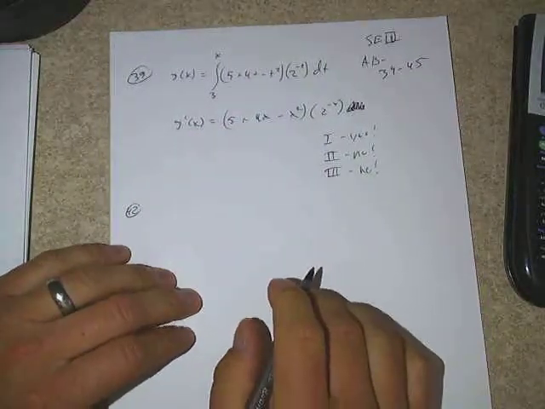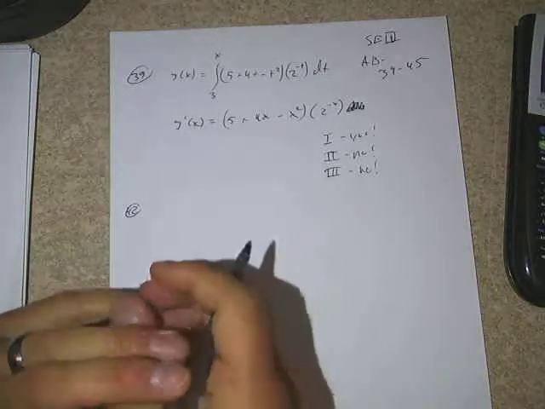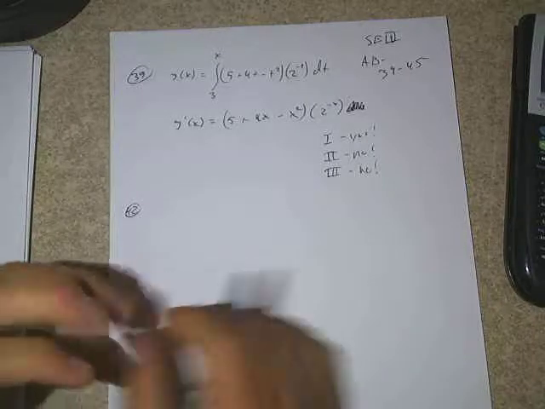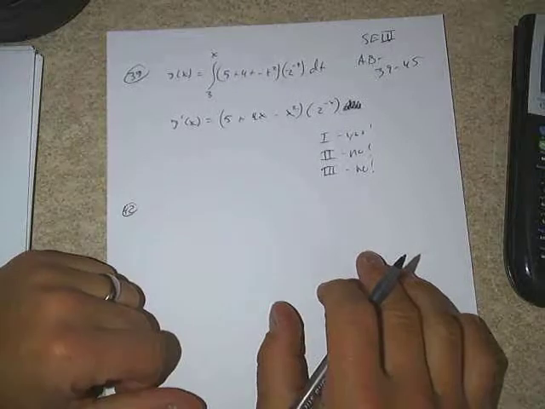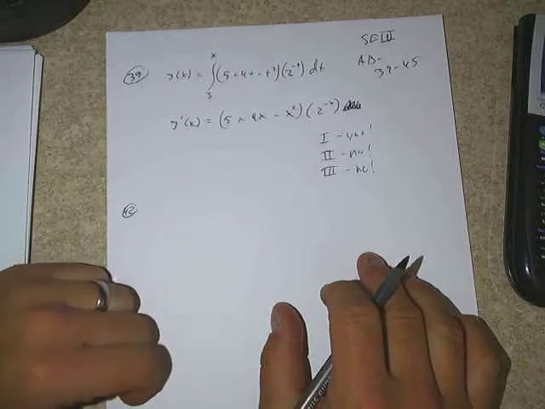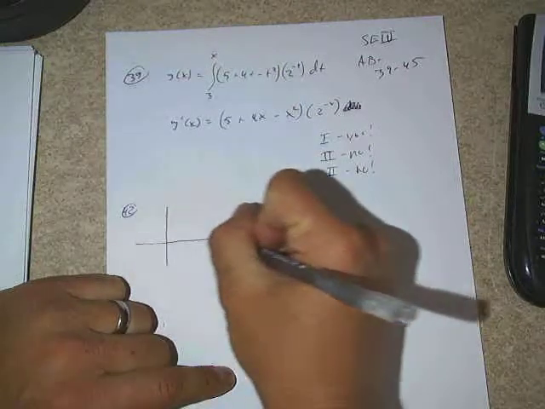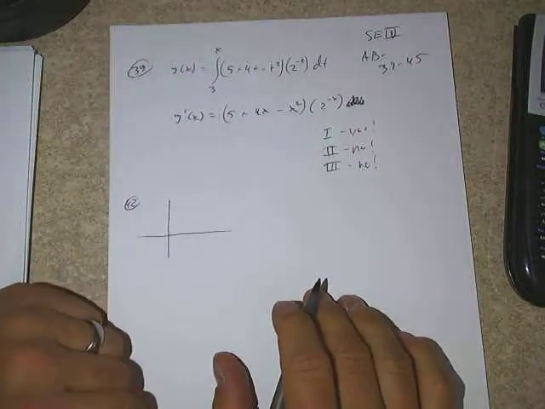On number 42, we have region R. It's enclosed by the coordinate axes and the graph of y equals k times (x minus 5) all squared. K is greater than 0. And it says when this region is revolved around the x-axis, the solid formed has a volume of 2,500 pi cubic units. So therefore, what is the value of k?